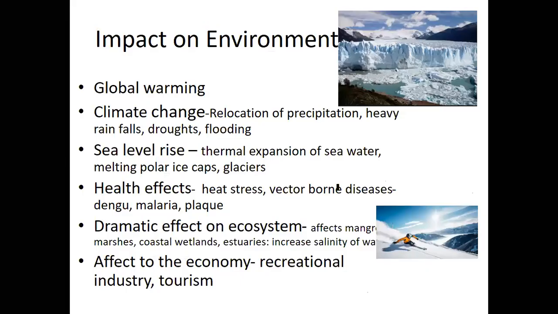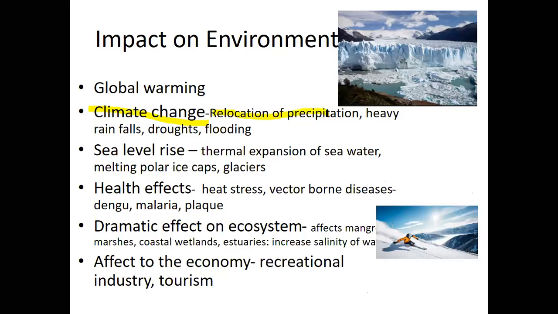Okay, so why do we want to worry about the greenhouse gases, or why do you want to worry about the greenhouse effect? There are many bad impacts on the environment. So the first impact is global warming. Because of the global warming, the climate is changed. Because of that, the precipitation is relocated.